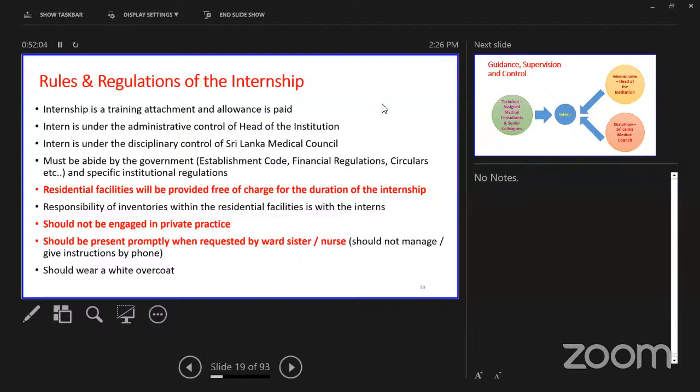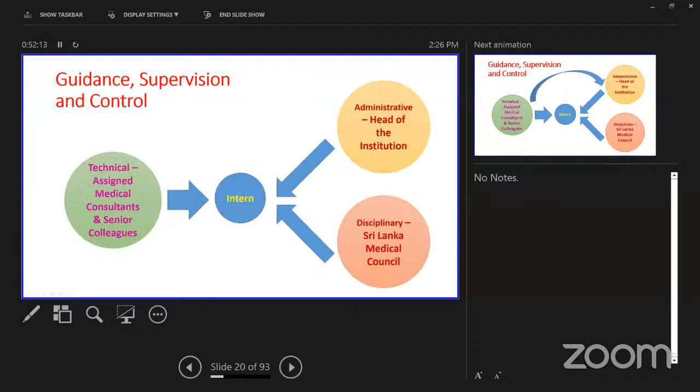So those are the few things. Then this is how the guidance, supervision, and control work. You will be supervised by three people, three arms. Technically, you will be supervised by the assigned medical consultants and the senior colleagues. That's the technical part. And disciplinary, the Sri Lanka Medical Council.